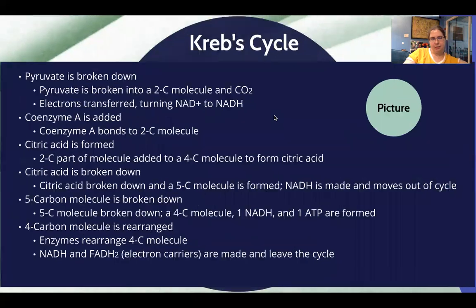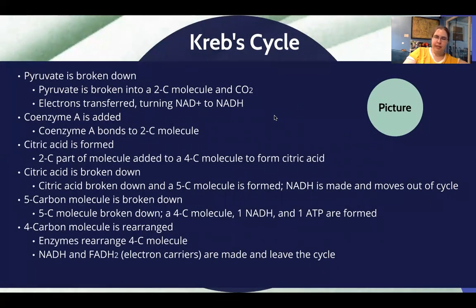Next is the Krebs cycle. So the pyruvate goes into the mitochondria, and it is then broken down. Now we're only going to talk about 1 pyruvate right now. So for each pyruvate, it goes in and it's broken down into a 2-carbon molecule and carbon dioxide. The carbon dioxide is released, and the electrons that were freed when we broke the pyruvate are added to NAD+ in order to make NADH.